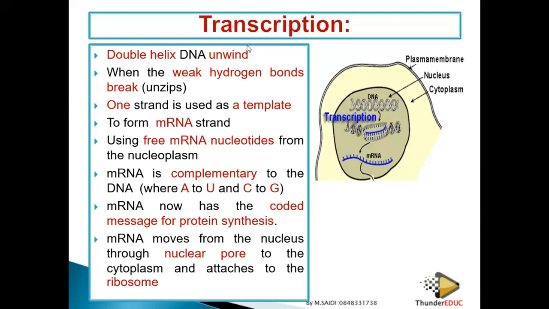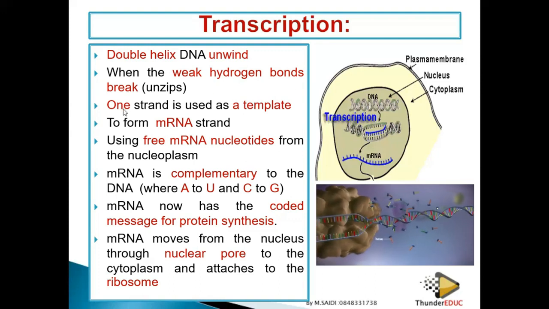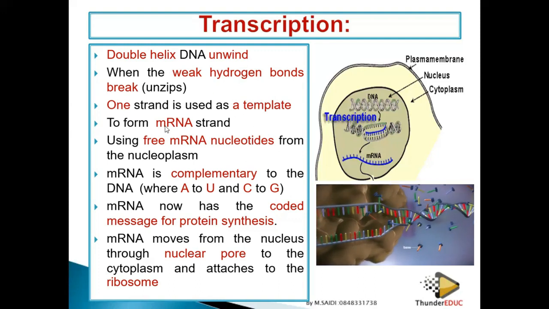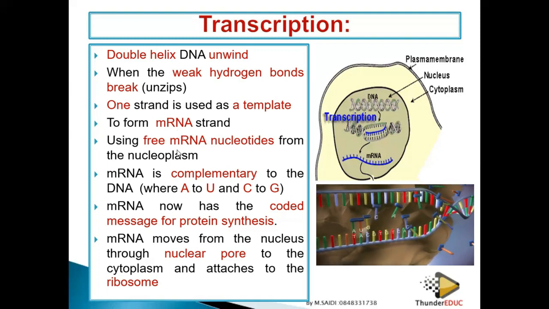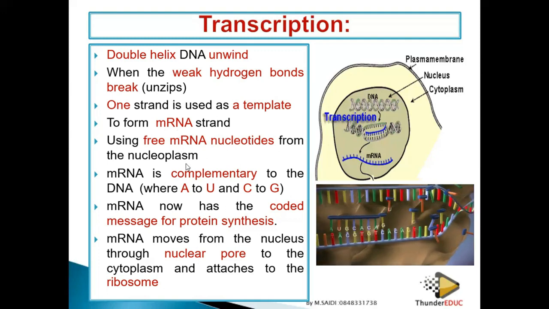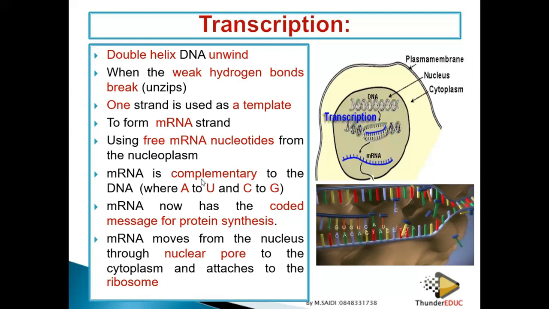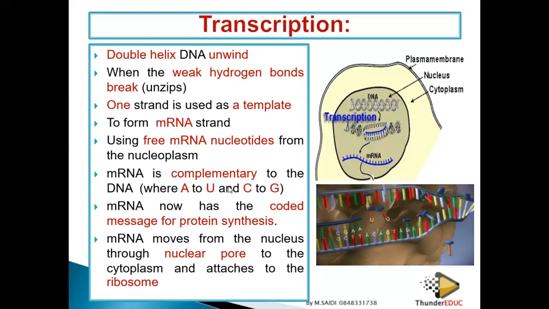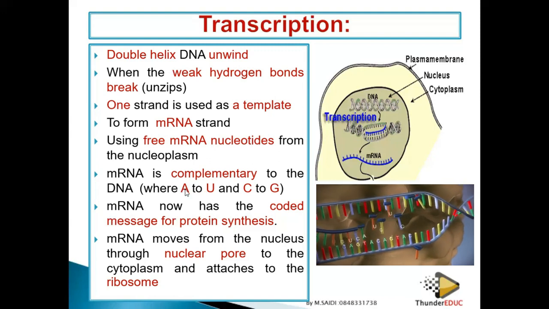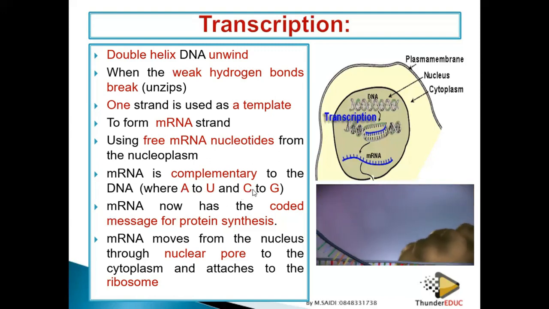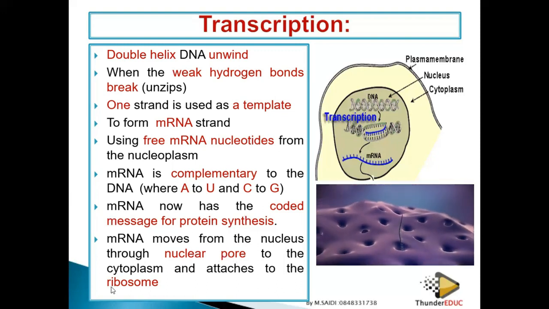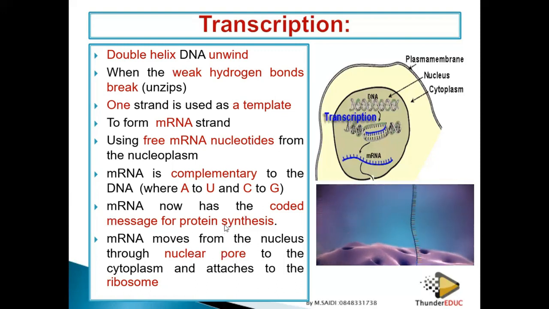So what you see in different color, it means the marking point. DNA double helix unwinds, weak hydrogen bonds break, and then one strand will act as a template, and then for formation of messenger RNA using free messenger RNA nucleotides in the nucleoplasm, and then the messenger RNA is complementary to DNA, whereby A goes with U and C goes with G. And this messenger which is formed has coded information for protein synthesis, and then this messenger moves out of the nucleus by the nuclear pore to the ribosome. Basically, that's what we want.